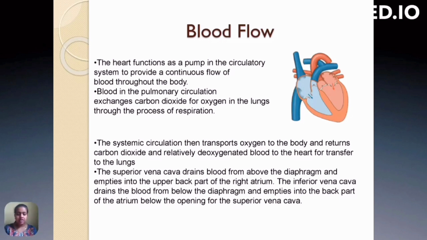The right heart collects deoxygenated blood from two large veins, the superior and the inferior vena cava. Blood collects in the right and the left atrium continuously. The superior vena cava drains blood from above the diaphragm and empties it into the upper back part of the right atrium. The inferior vena cava drains the blood from below the diaphragm and empties it into the back part of the atrium below the opening for the superior vena cava.